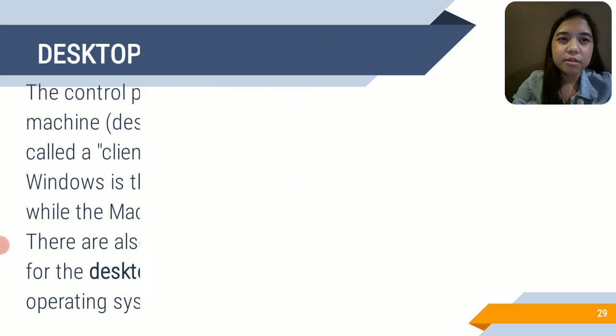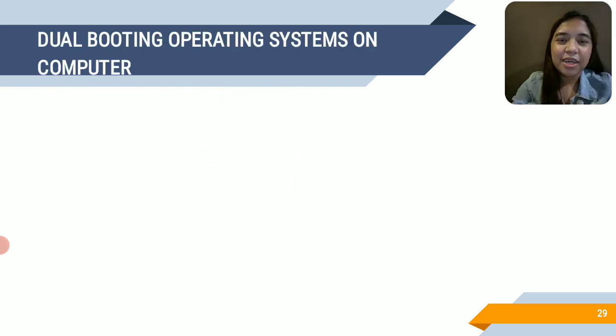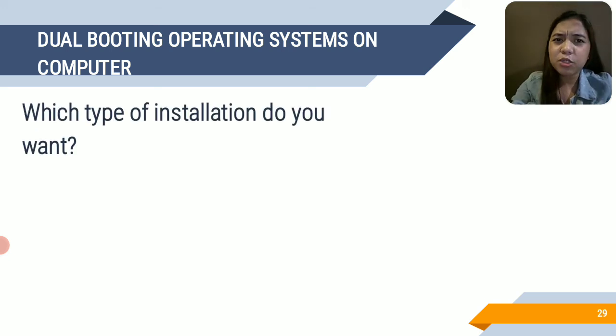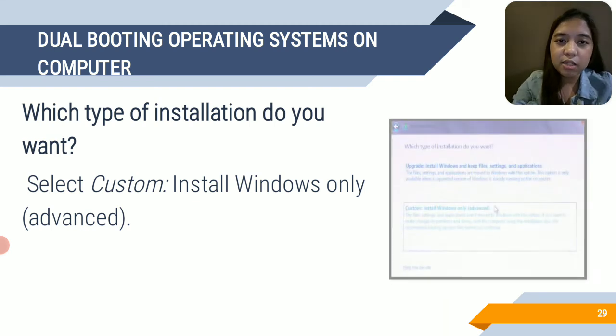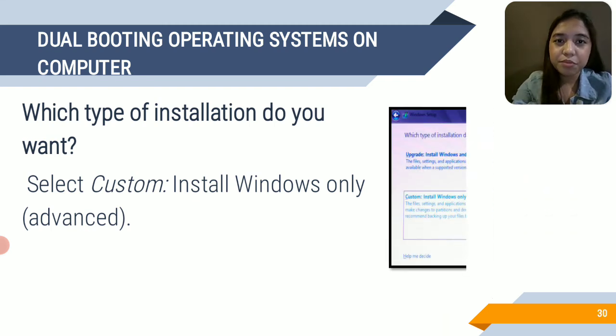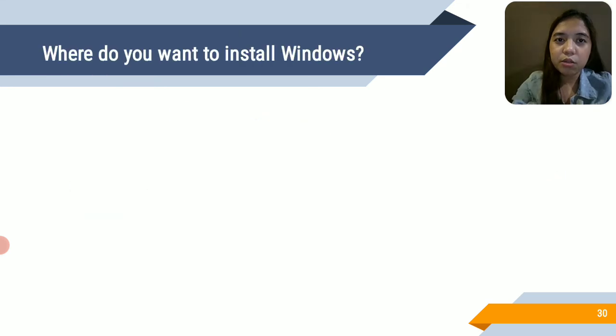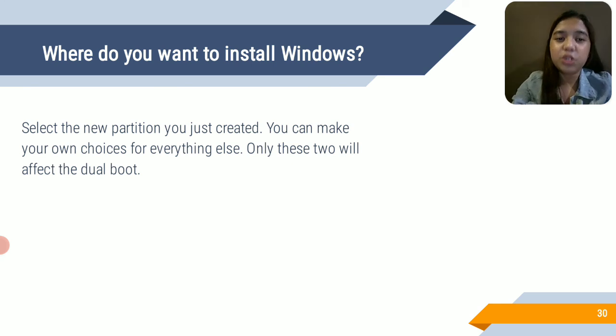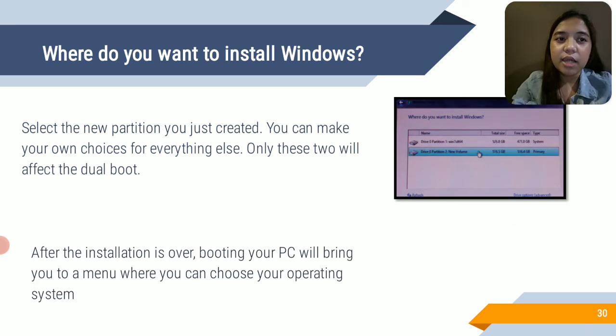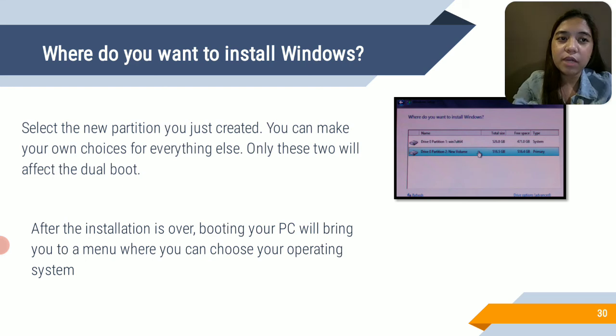Okay, and we are almost done. When dual booting operating systems on a computer, which type of installation do you want? We do have install Windows only, and that will be the picture. And where do you want to install Windows? You can select a new partition you just created. After you have completed the installation, you can boot your PC, and it will bring you to a menu where you can choose your operating system.